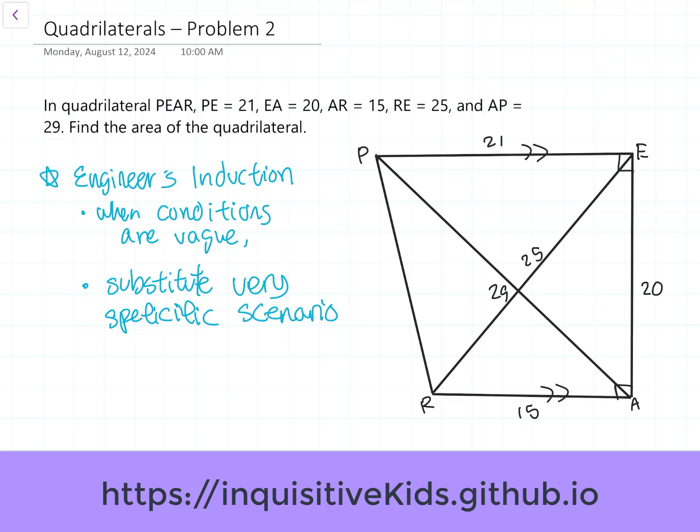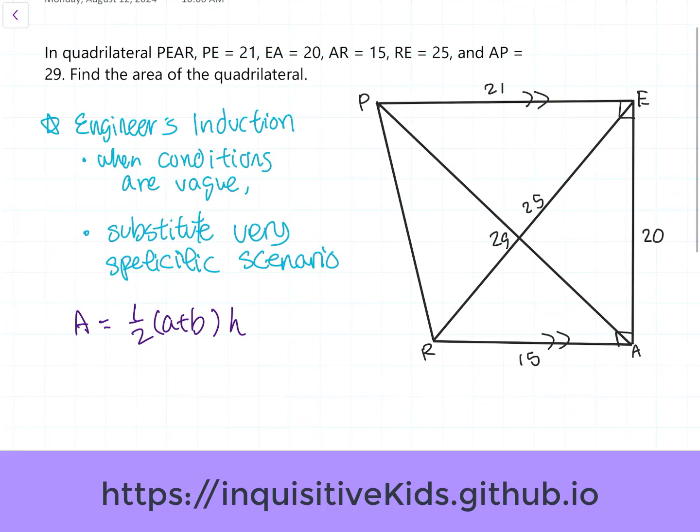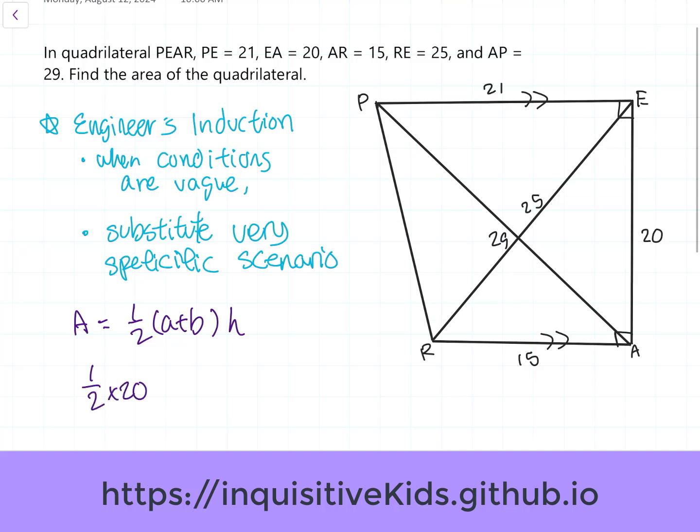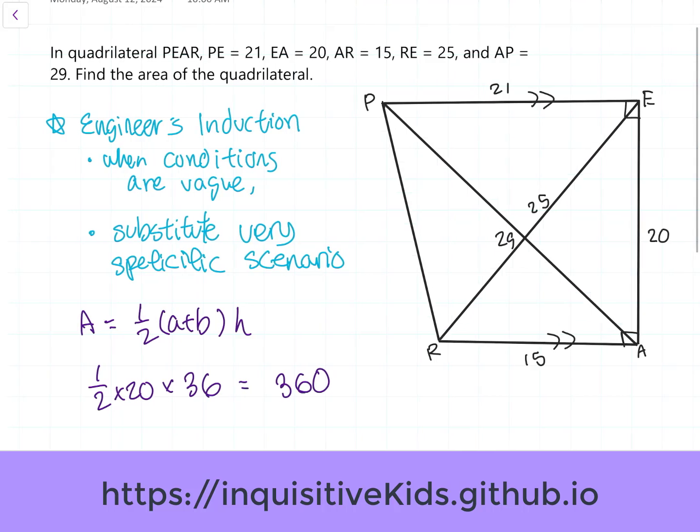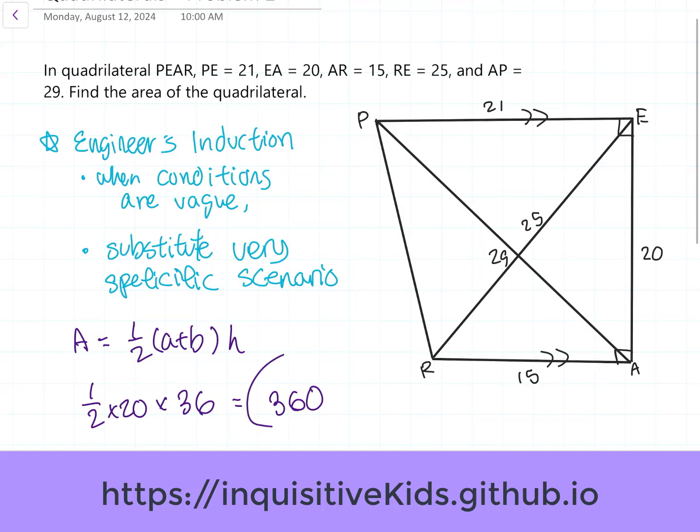Anyways, now we have the figure down, so all we have to do is solve. The area of a trapezoid is 1/2 times the upper side plus the bottom side times the height, which in this case is 1/2 times 20 times 21 plus 15, which is 36. So this gives us 360 in the end. So our final answer is 360.